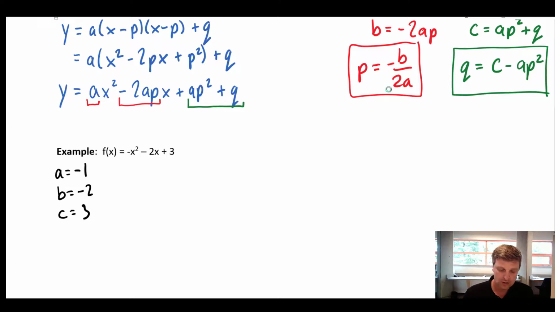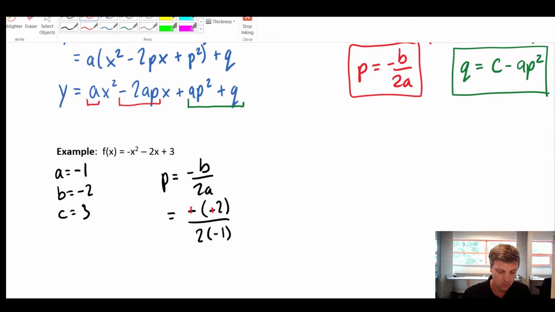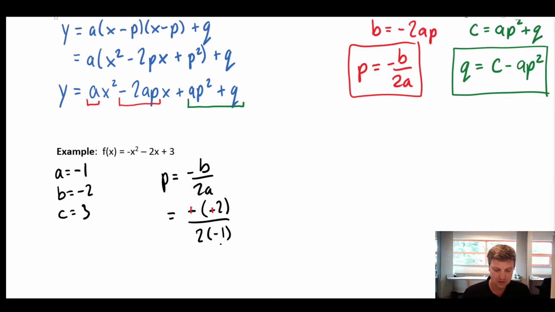So solving with this equation, I get P is equal to negative B over 2A, which is going to equal negative 2 over 2 times negative 1. That's a whole bunch of negative signs, so let's not get confused by them. Let's make sure we keep track. This negative times that negative is going to cancel out and make a positive. But then when I divide 2 by 2 times negative 1, I'm going to be left over with a negative sign. So 2 divided by negative 2 is just going to be negative 1. So that's my P value.